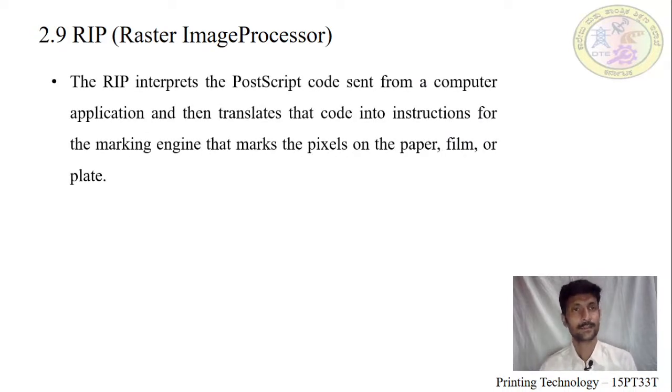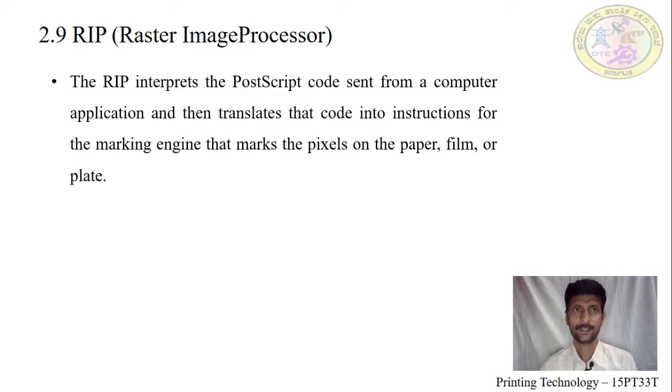RIP, raster image processor, means converting the created vector graphic or other format image into a raster image. A vector image is made up of lines and drawings, which are converted into a dot formation that will give the output on the printed substrates.